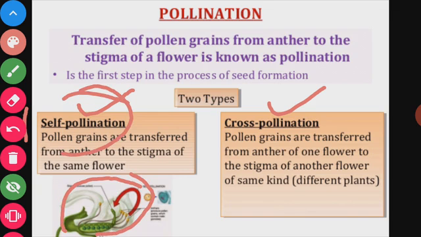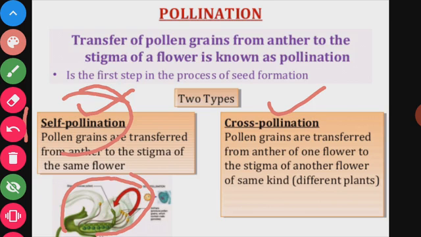Okay, when pollen grains are transferred from anther to the stigma of the same flower, एक ही फ्लावर में एंथर, एक ही फ्लावर का एंथर भी होगा, उसी फ्लावर का स्टिग्मा होगा. जब एंथर से पोलन ट्रांसफर होंगे, एंथर से स्टिग्मा तक इसी फ्लावर में, इस पोलिनेशन को हम कहेंगे सेल्फ पोलिनेशन.